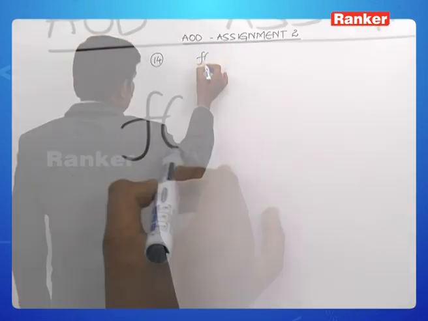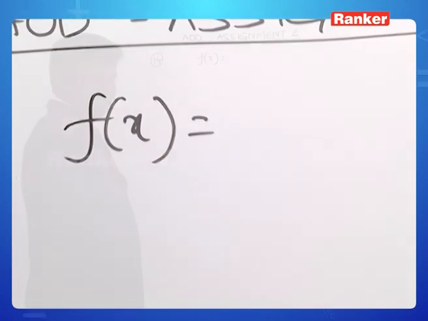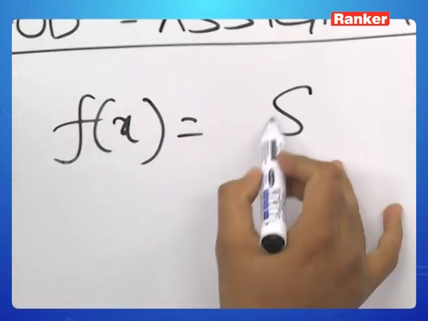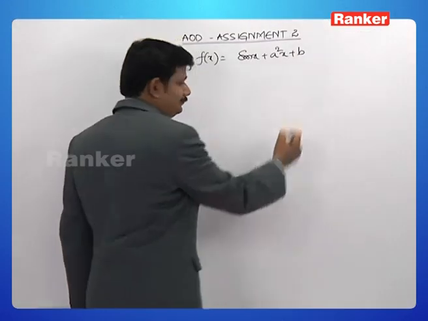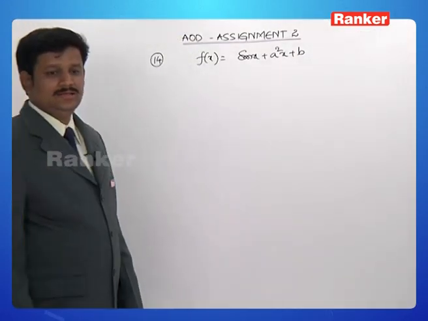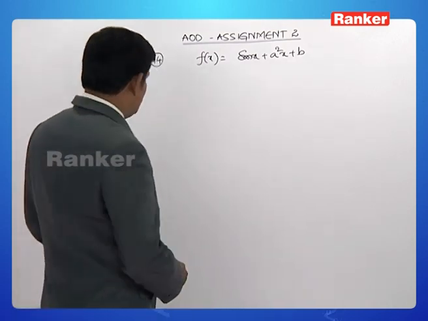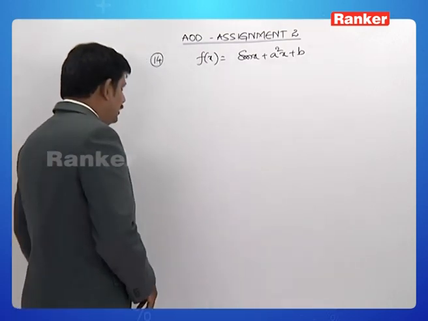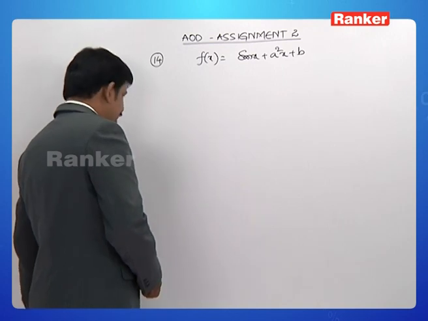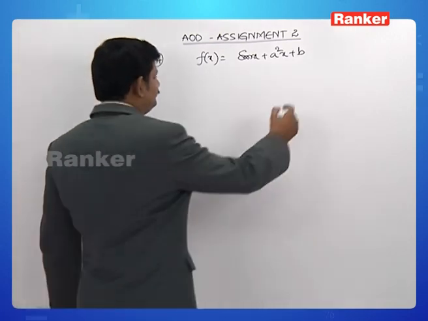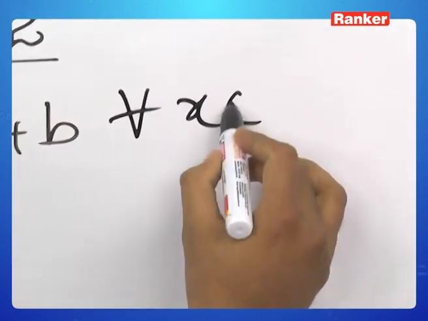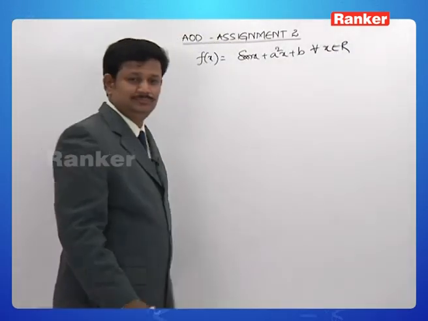If f of x is equal to sin x plus a square x plus b is an increasing function for all x belonging to R, then we need to find the values of a. For all x belonging to R, this is an increasing function.